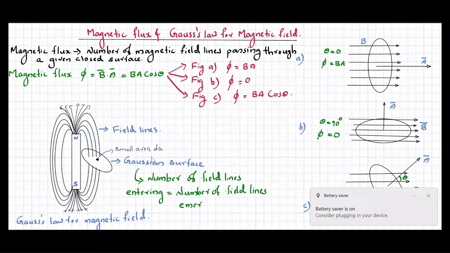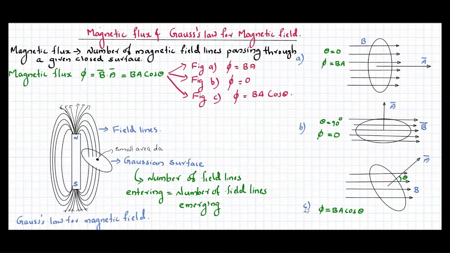To find out the flux, you consider a small area dA on the Gaussian surface. Then the magnetic flux that is passing through the small area dA is B dot dA, where B is the magnetic field at any point on the surface. We can represent d phi as B dot dA.